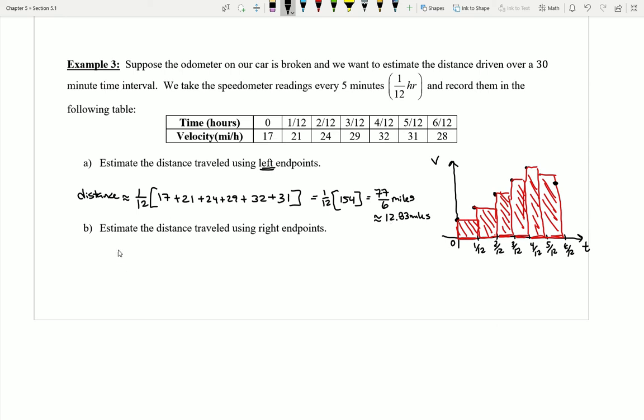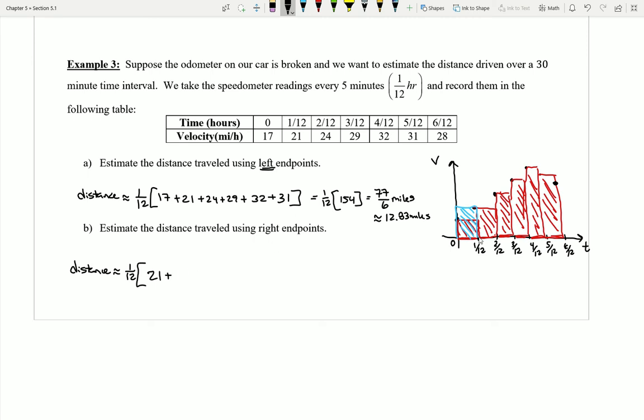Well, notice that nothing much here would change if my distance traveled was instead using my right endpoints, because I'm still going to have rectangles with a width of a 12th. But now I'm going to imagine creating rectangles that would have gone up and actually touched the right end and gone over. And so I would have had a different starting rectangle because instead of using the left point to determine the height, I would have used the right point. So notice that instead of using 17 for the height of the first rectangle, I would have used 21.